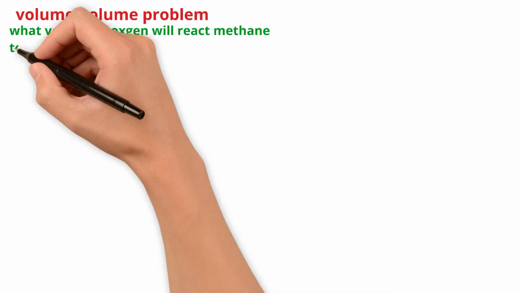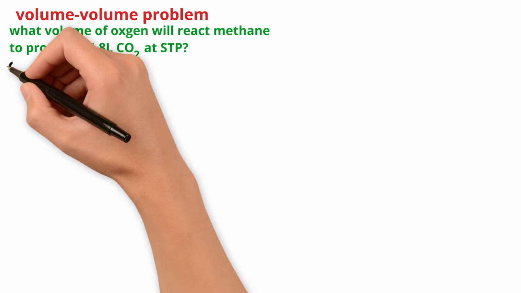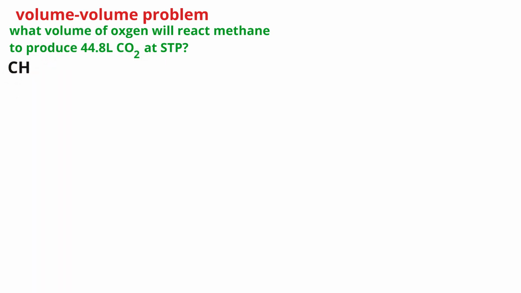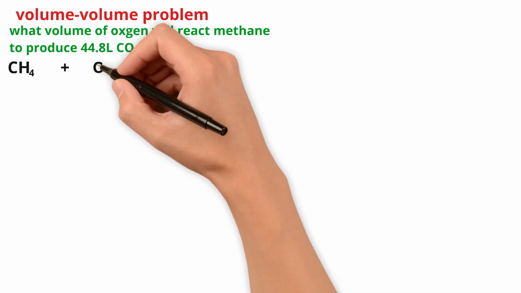Volume problem. What volume of oxygen will react with methane to produce 44.8 liters of carbon dioxide at STP? Look, the question here is the volume of oxygen, and the given quantity here is the volume of carbon dioxide, which is equal to 44.8 liters. So we are going to determine the volume of oxygen. Now let us write the chemical equation of this word equation.